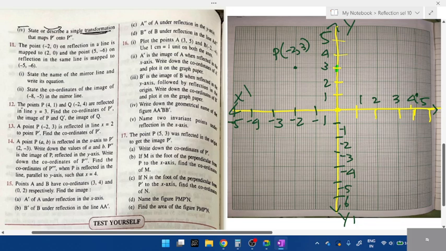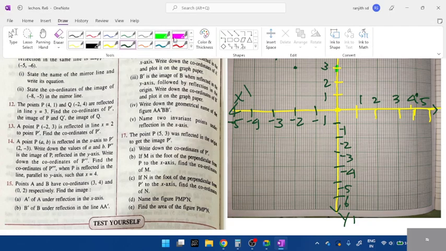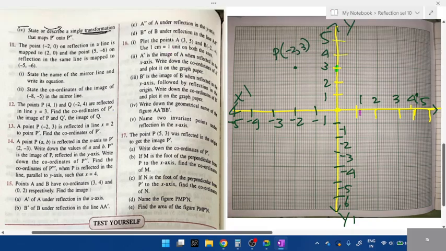Okay, look at the 13th question: minus 2 comma 3 is reflected in which axis? X, Y or X is equal to 2. There's a special value given here, right? Additional value? Yes. So x is equal to 2. Let me take x is equal to 2. Can you see the point? The pink one. Here I'll draw a line, students. This is the mirror.